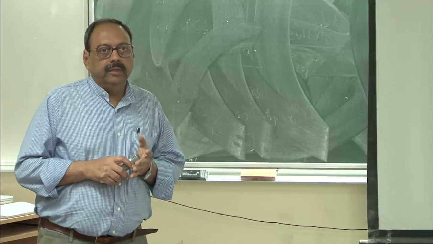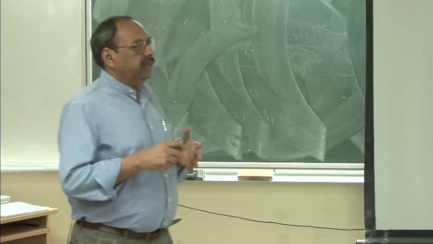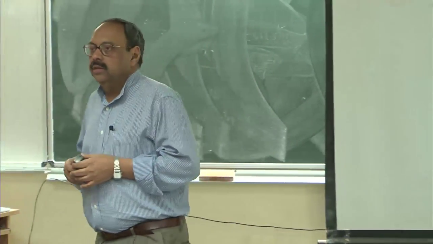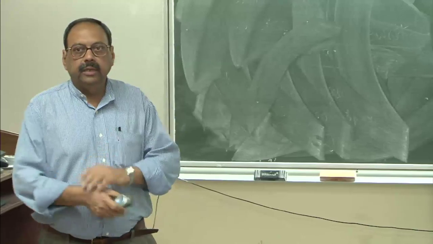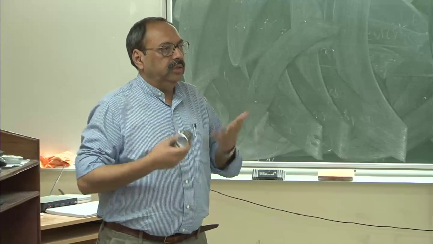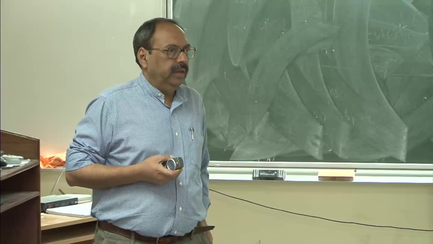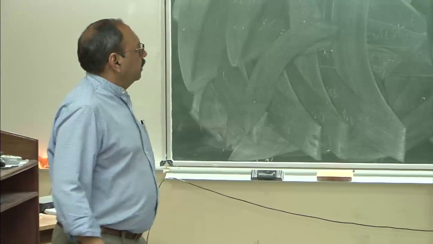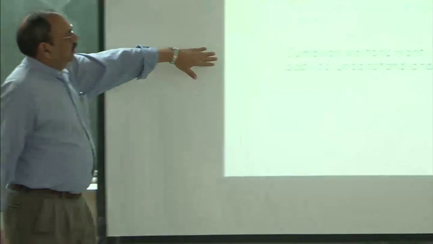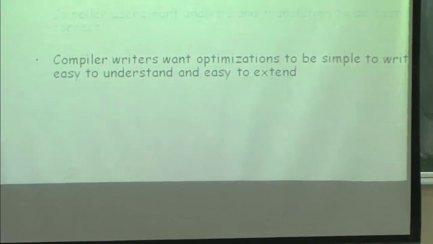So do I want something which will be flexible, which will help me in representing as many languages as possible, which will help me in representing as many machines as possible? Will it also help me in doing transformations? It will be easy to transform. So the kind of things we look at as compiler writers are, we want optimizations to be simple to write, easy to understand and easy to extend.